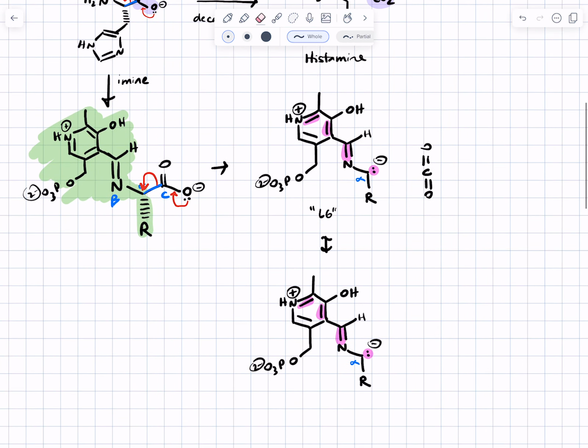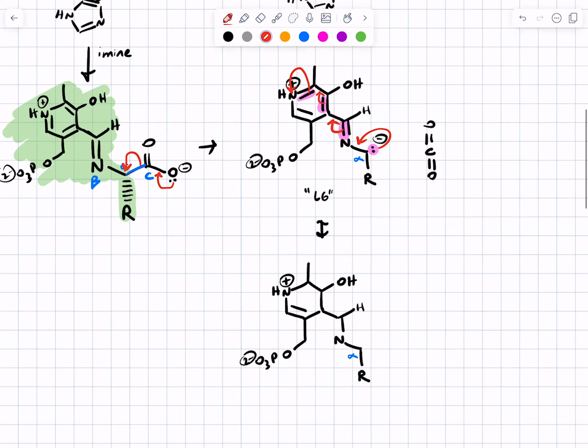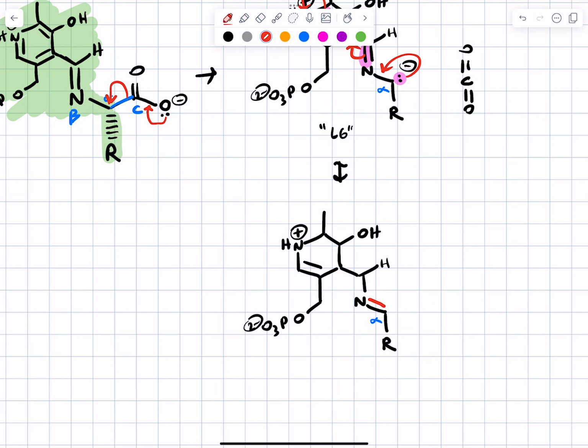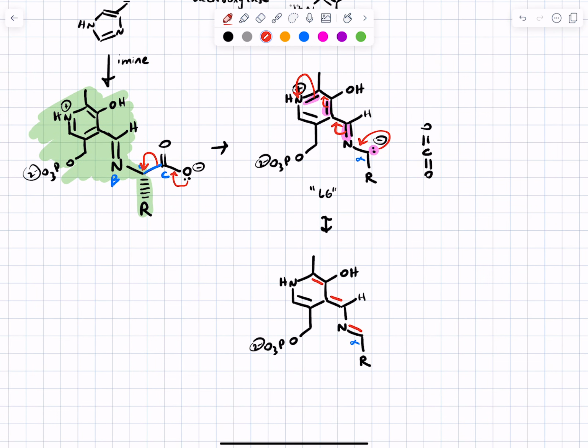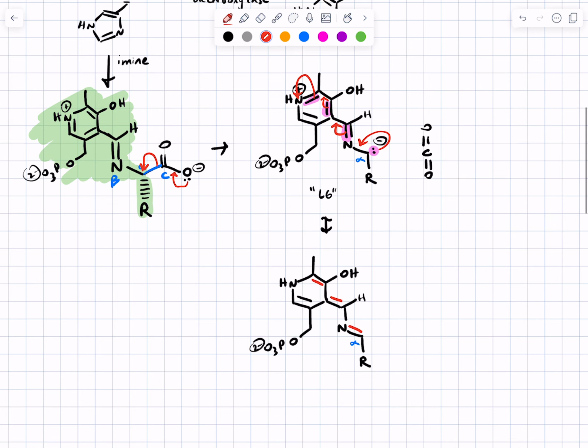All I'm going to do to get from one resonance structure to the other is to push arrows like this. And then I will draw the new set of bonds in red. So that just shows you PLP acts to stabilize the negative charge on the alpha carbon by resonance, okay? Which makes it a decent leaving group.